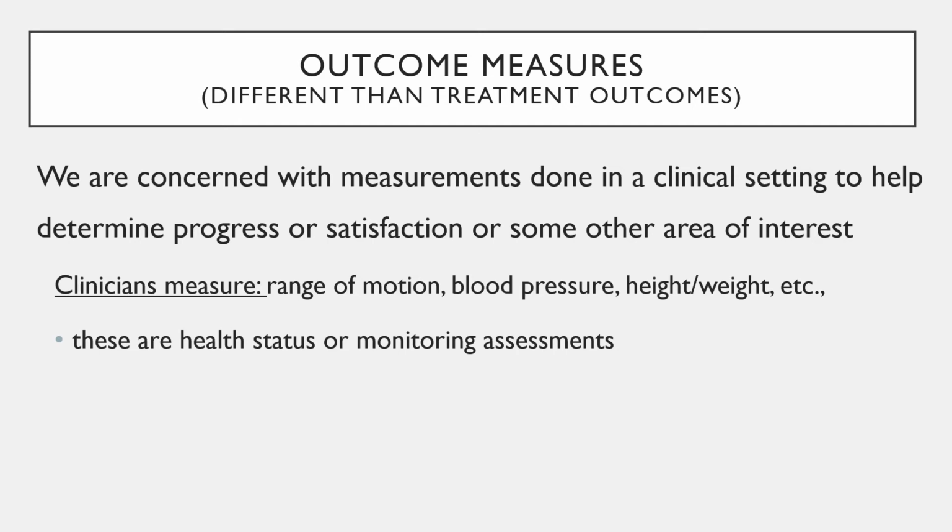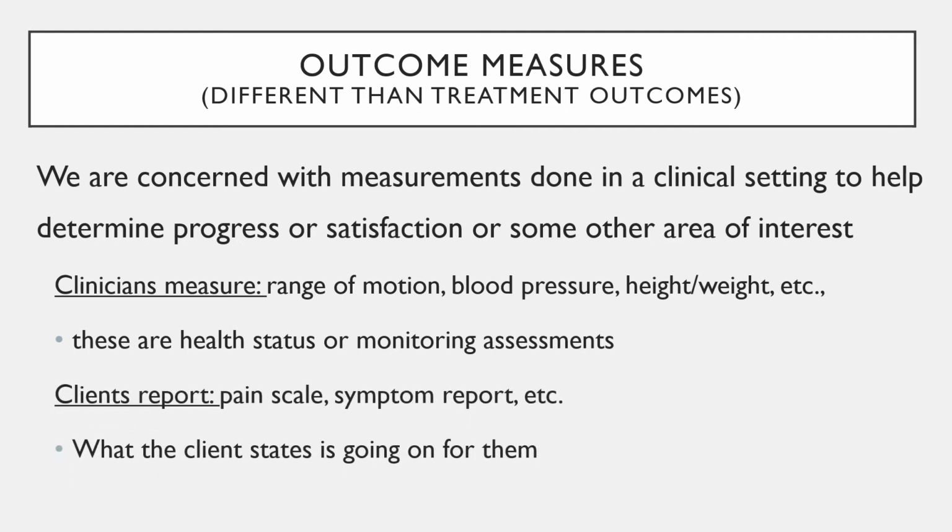There are clinician measurements. So the clinician measurements are ways that we monitor health status and assessment measures, right? So range of motion, blood pressure, height and weight, the things that we take, and there are some strong numbers to them, and we can use a tool to measure that. So you can use an inclinometer for range of motion, you use the sphygmomanometer for blood pressure, and of course you use a scale for height and weight. Those are just a couple examples.